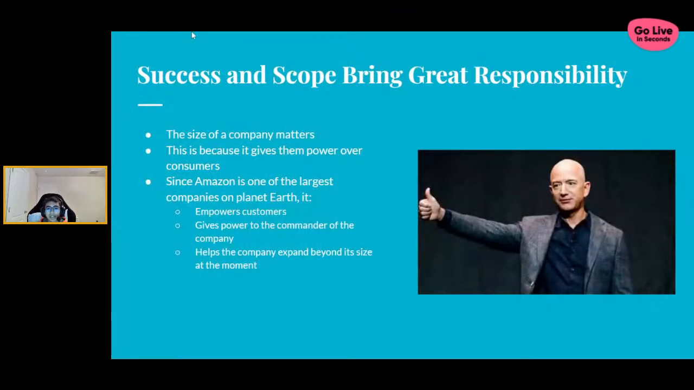Lastly, success and scope bring great responsibility. The size of a company matters. This is because this size gives them power over their consumers. Since Amazon is one of the largest companies on planet Earth, it empowers customers, gives power to the commander of the company, and helps the company expand beyond its size at the current moment.